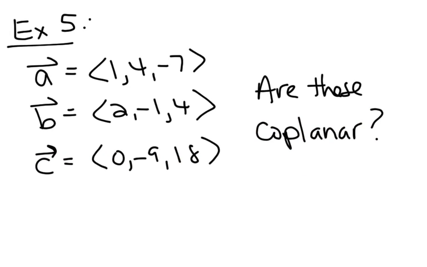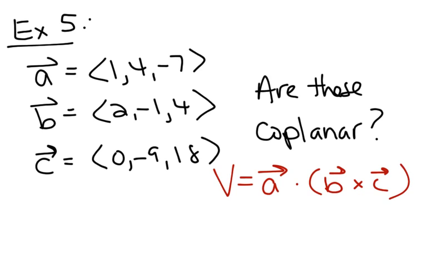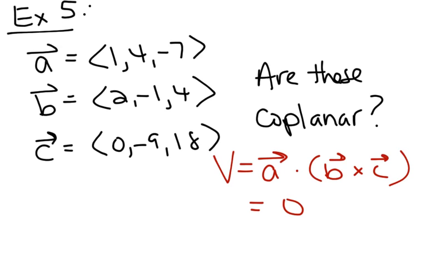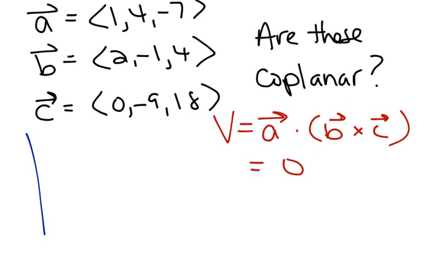In this last example in this section, we are given vectors A, B, and C, and we want to determine if they're coplanar. They are coplanar if the volume, which is the scalar triple product, is equal to 0. So let's find out if this is equal to 0 or not. Now, you can do this by hand if you want, but I'm going to tell you the nicer way of determining this answer.